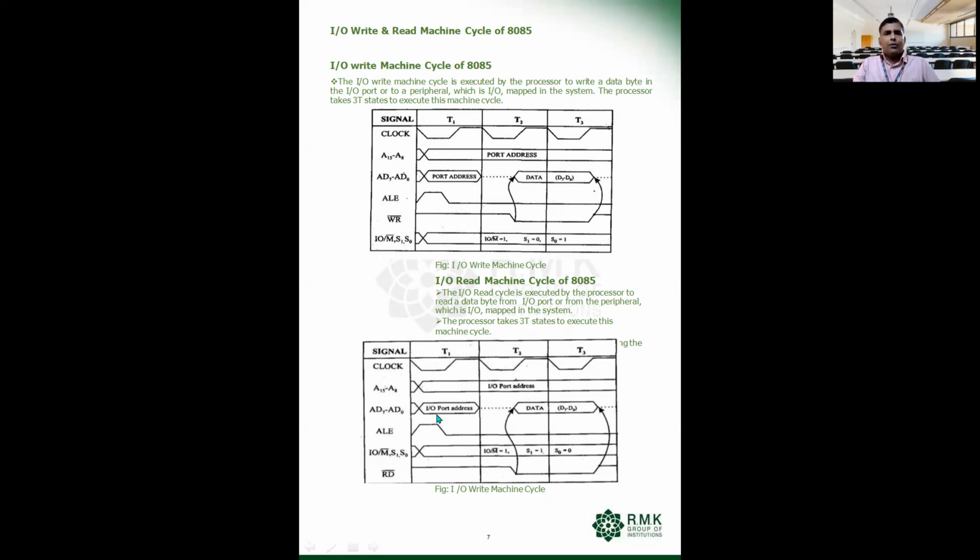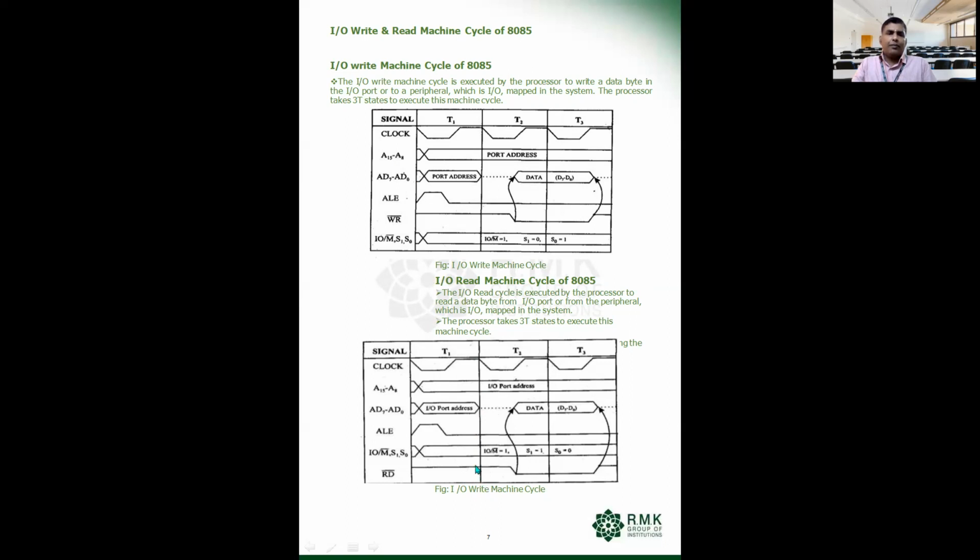Similarly, IO read is also possible. It is also 3 T states, and in the first clock period, the higher order address bus is available, and the lower order port address is available. We will not say address, basically it is a port address. And there is the address latch enable, which enables the lower order port address. We locate the IO device with the help of IO/M bar being 1, and read bar is not available during the first clock period.